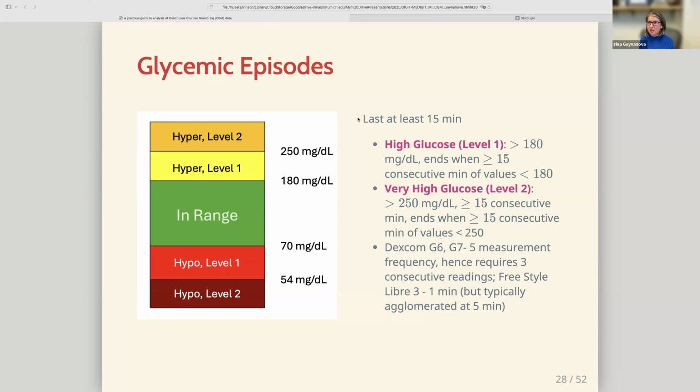This is where episodes in general are more difficult to compute, and they're a little bit more sensitive to the measurement frequency. For example, for Dexcom G6 and G7 that do 5-minute measurement frequency, you basically need 3 consecutive readings to trigger an episode. Freestyle Libre, depending on which one you get, could be 1 minute. Typically, it's agglomerated at 5 minutes. Older models were 15 minutes. So that's where episodes may differ more across different meters with different measurement frequency.